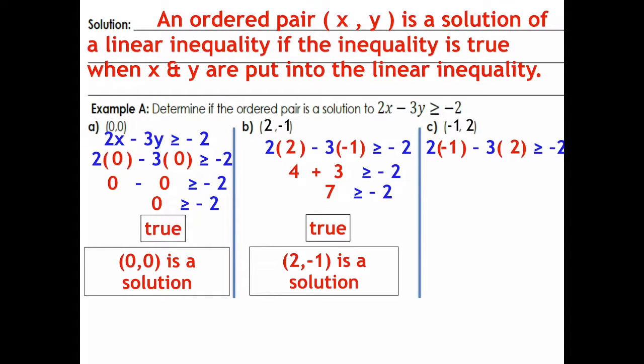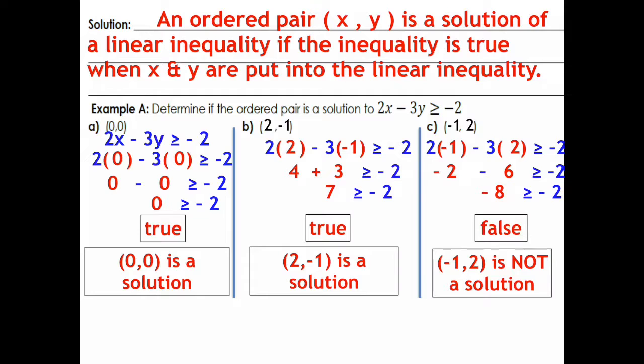All right, so when we solve this, we wind up getting negative 2 minus 6. That gets me negative 8 is greater or equal to negative 2. And this is not true, so we're going to write false. And then we're going to go ahead and write down that negative 1 comma 2 is not a solution to the system. Let's go ahead and start graphing some linear inequalities. Let's go to the next slide. Press pause if you need to.